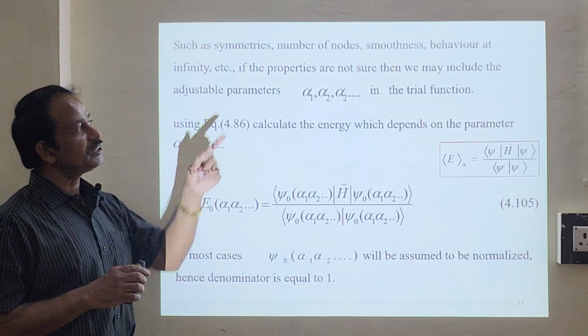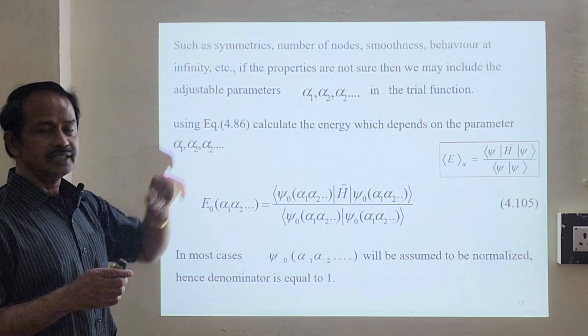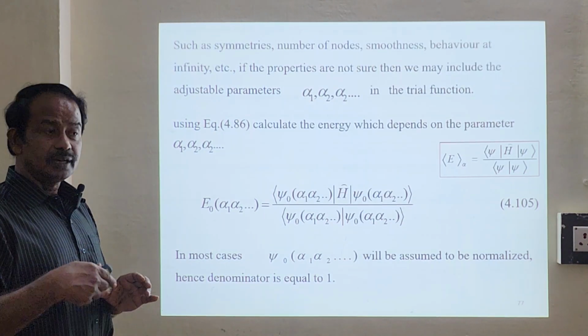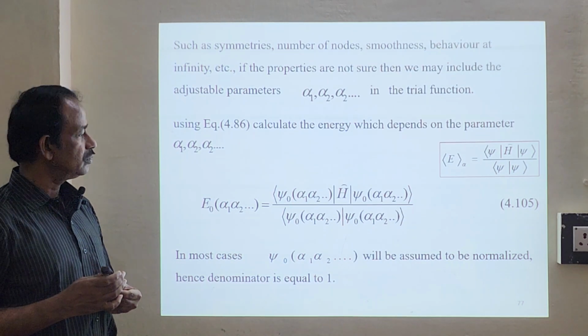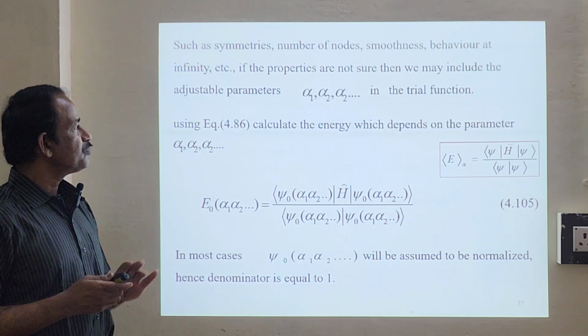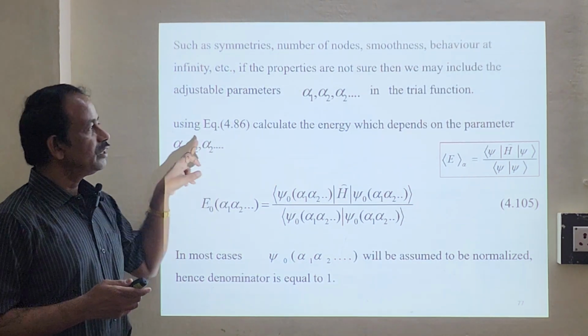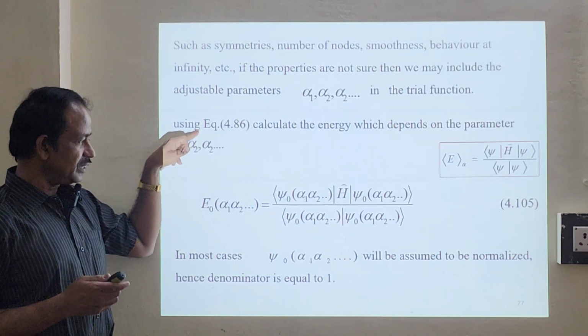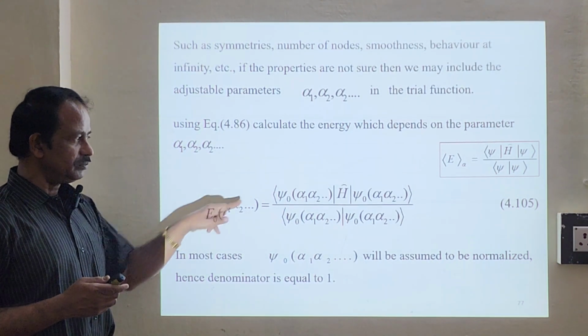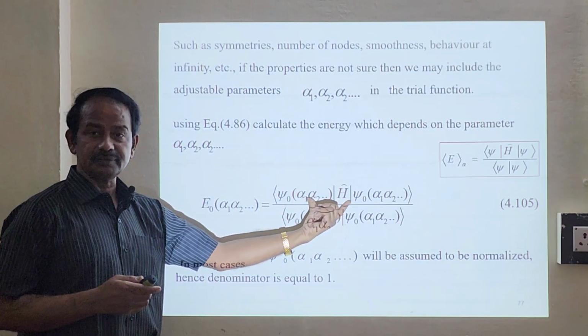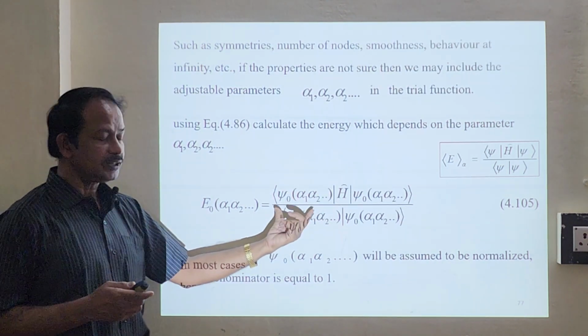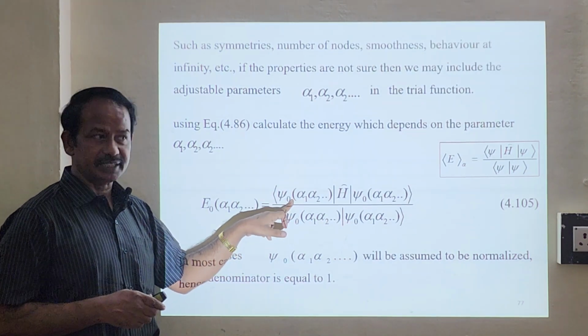Okay, all those properties it has to satisfy. If the properties are not sure, then we may include adjustable parameters. We can use alpha 1, alpha 2, alpha 3, a number of variation parameters. So this is the idea. Using equation 4.86, we will have to minimize the energy. Here the energy is obtained by taking the expectation value, for a number of variation parameters.